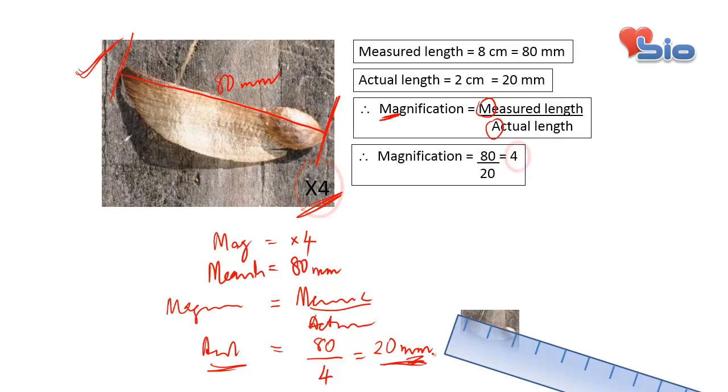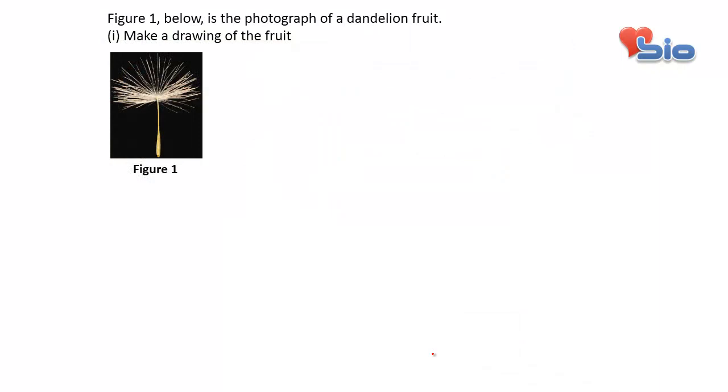Now, what I'm going to be showing you now is a few variations of this question. If you haven't got this, go back over the bit that I've just explained and then proceed. Okay, let's look at another question. This is another kind of question that's asked. You're given a diagram and you're asked to make a drawing of the fruit.